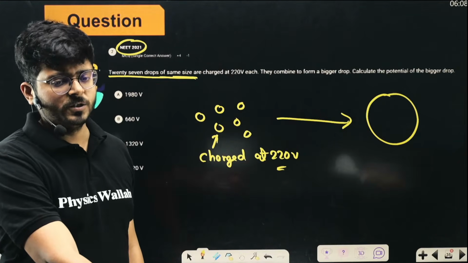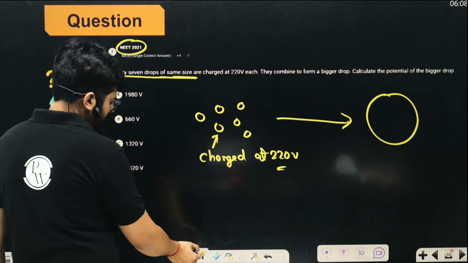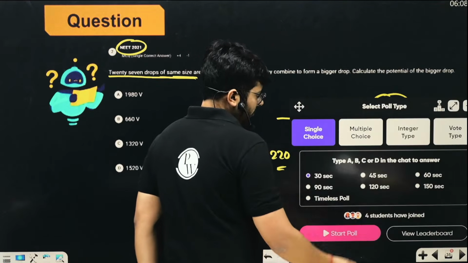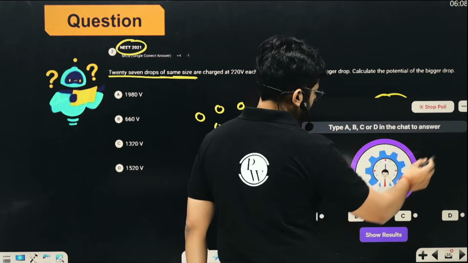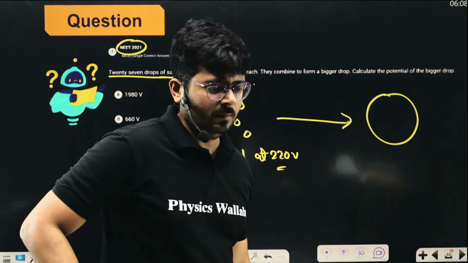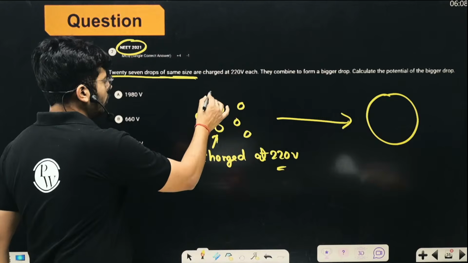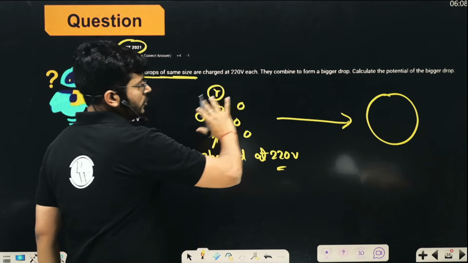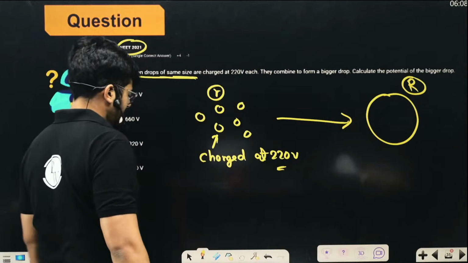Again, a very good question. Try to solve it, and this question will take some time from you. So take about 90 seconds to solve this particular question. Think about it. Right? You have 27 droplets. Let's say that each droplet has a radius r, and when you join them, the new bigger droplet has a radius capital R, right?